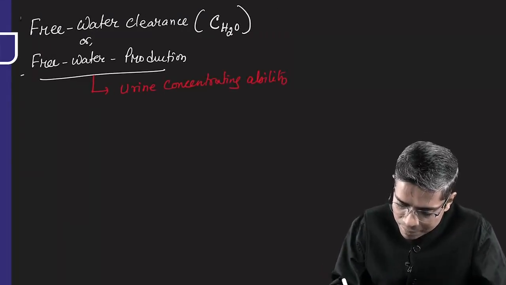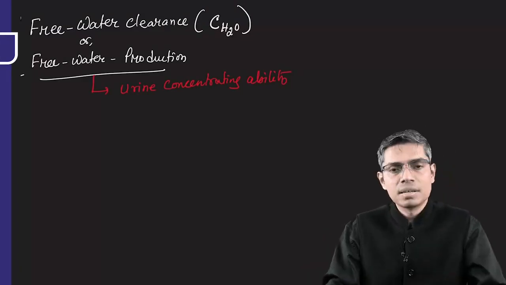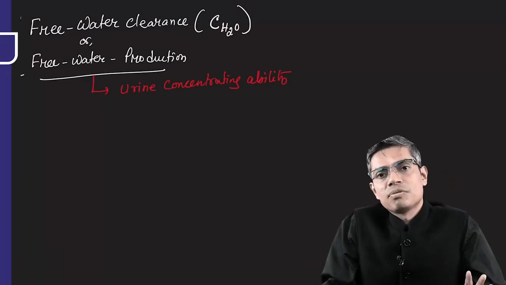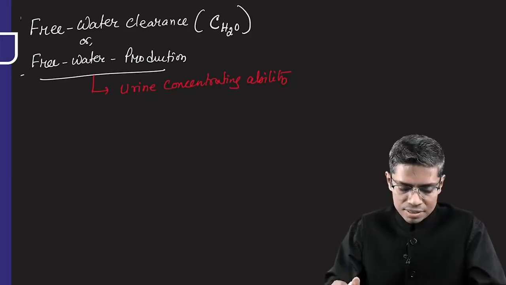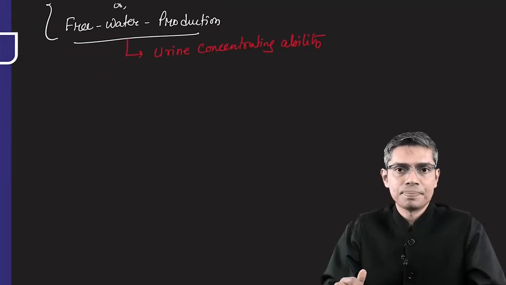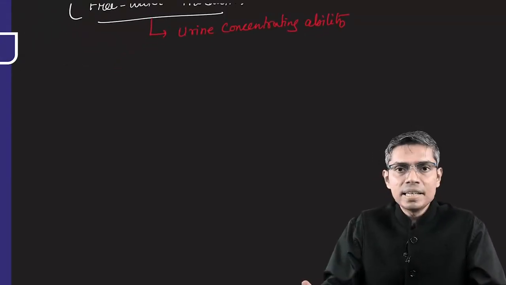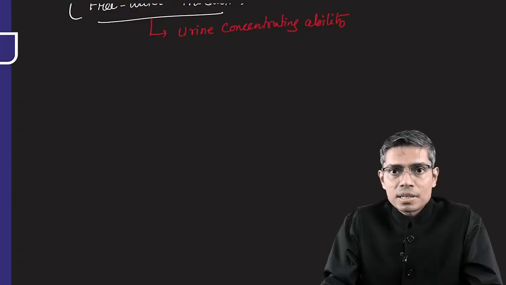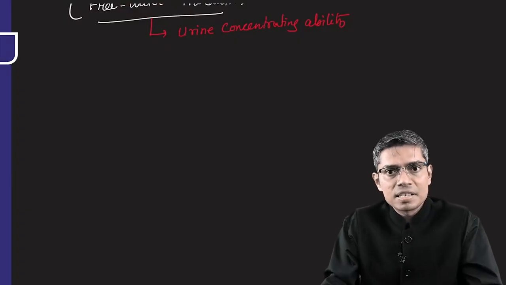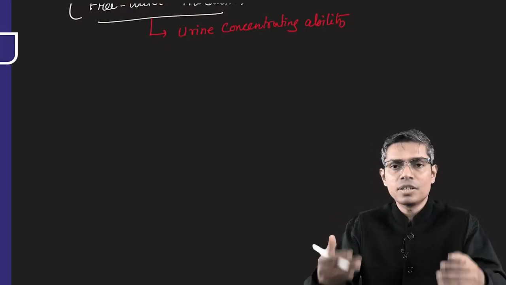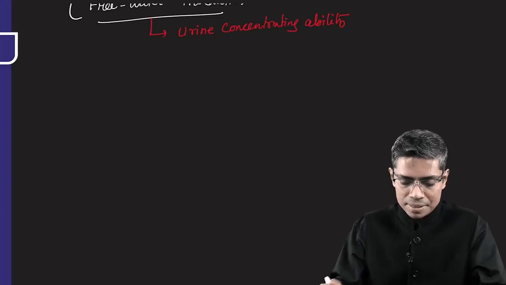Urine concentrating ability of kidney. This is denoted by CH2O, free water clearance, right? Now to understand this concept, first you take one example, okay? So constantly we are producing various waste products in our body which have to be excreted by the kidney, and kidney is there to excrete those waste products from our body, right?